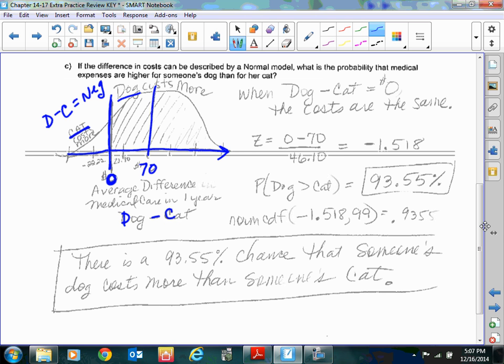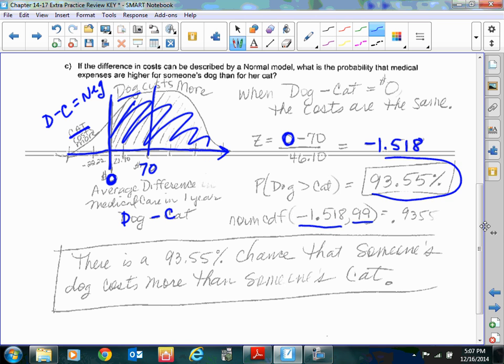So I found the location of this equality where dogs equal the cats. It's a z-score of -1.518. And then I want to find the area to the right of that. So I norm CDF from that -1.518 to 99. So what I'm saying is that 93.55% of the time, there's that chance that someone's dog is going to cost more than their cat in medical costs for that year.